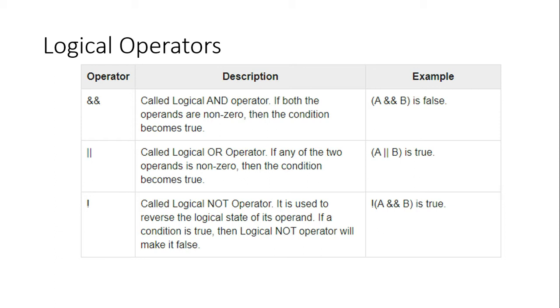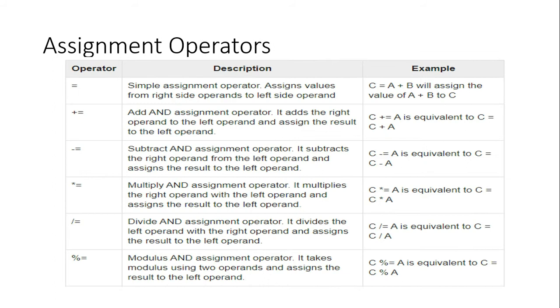And the assignment operator is nothing but the equal sign, which just assigns the value to the variable. C equal to A plus B means the A plus B value will be stored into the C variable. That is a right side to left side assigning method.